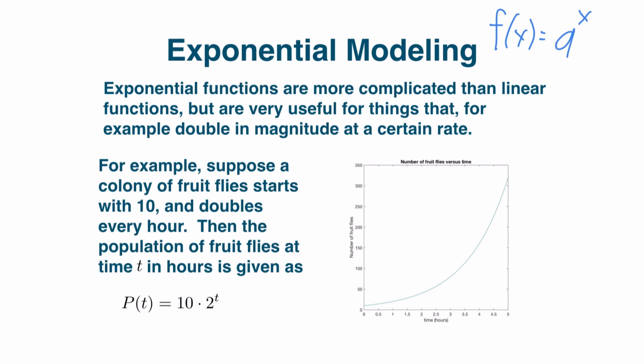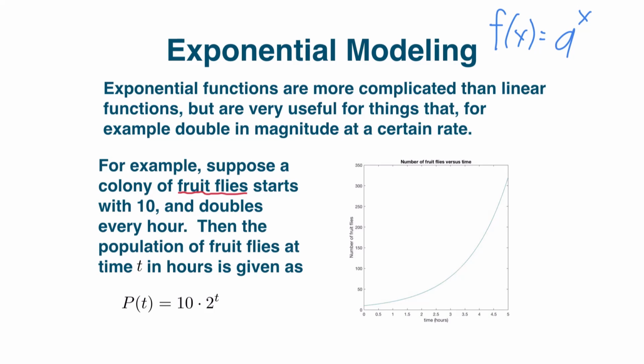So for example, biologists like to use fruit flies for experiments, I think, because they grow very quickly and are kind of expendable. Okay, so suppose a colony of fruit flies starts with a population of 10 and then doubles every hour. How can I write a function that tells me at a given time how many fruit flies I have?